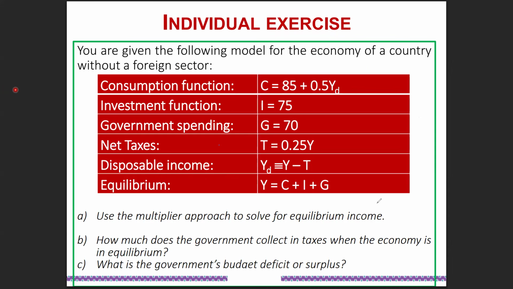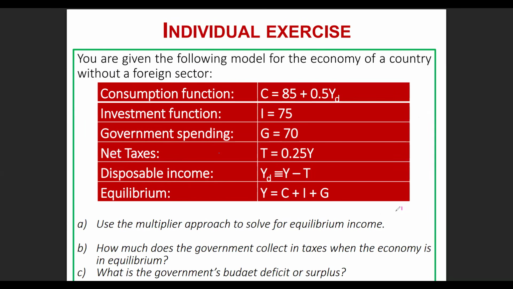Firstly, we're going to calculate the multiplier because they're saying that we're using the multiplier approach. So it's going to be 1 divided by 1 minus small letter c. You know that your c is here, which is 0.5. Then you're going to open your bracket and say 1 minus t. Where's our t? T is here, because you know that to calculate your net taxes, it's small letter t times y, right? So t is 0.25. So you're going to say 1 minus 0.25.